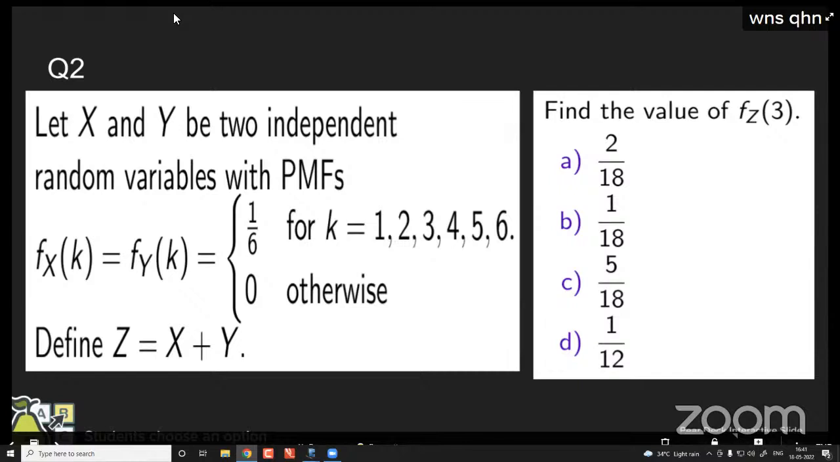Sir, just one clarification in this question. K cannot take 0, right? The value of K is given as 1, 2, 3, 4, 5, 6. So K cannot take 0, right? Yeah, because this is a PMF, and K starts from 1 to 6. Okay, that's fine. Thank you, sir. You have to add x plus y, and that x plus y value should be equal to 3. Okay, got it, sir. Thank you.